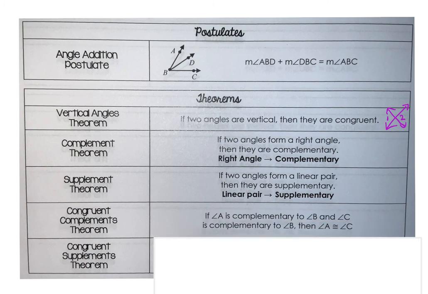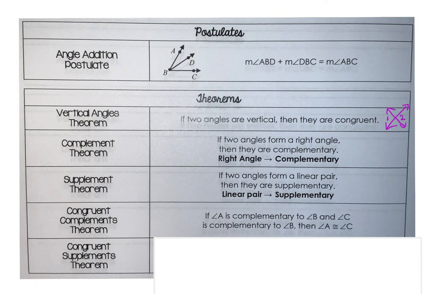If you have two angles that are complements of each other, like A and B, and then you know that C is congruent to A, then you can say that C and B are complementary, and vice versa. If A is complement to B and C is also complement to B, then you can assume that A and C are congruent. All right?